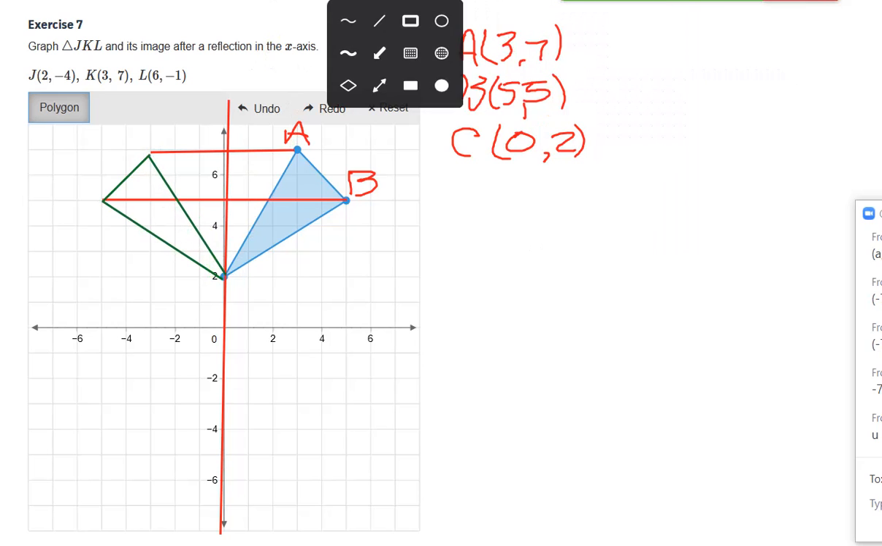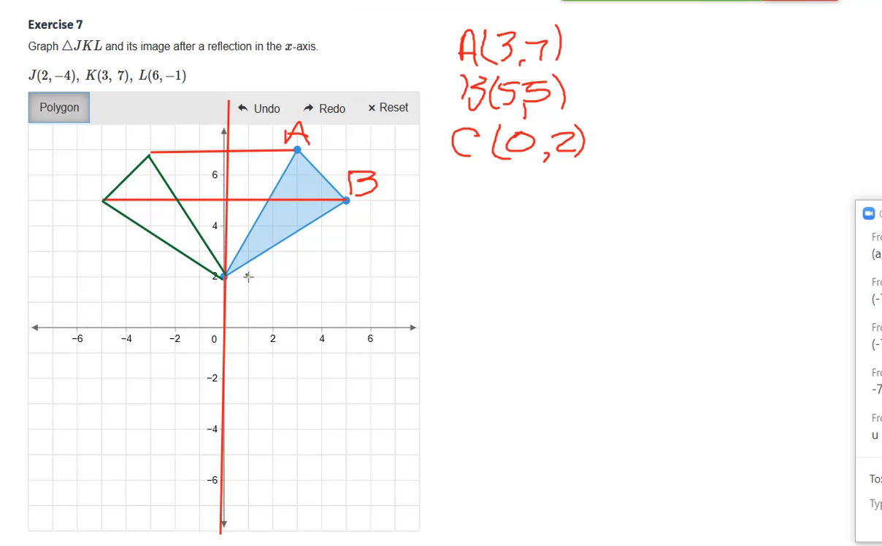So that's what I have to do. So here's C. C prime is the same point. That's B prime and A prime. Okay. So this became, let's see, somebody tell me what A prime is.